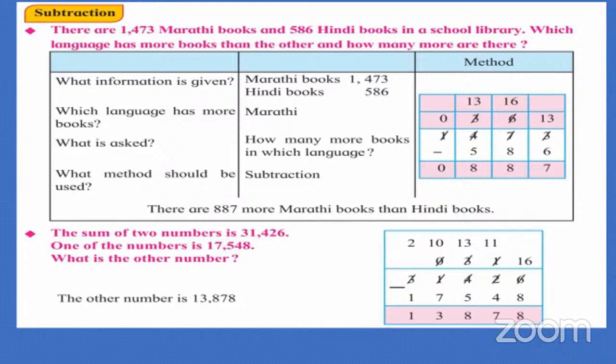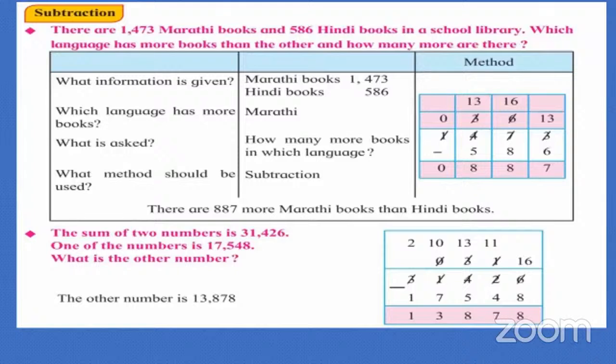Can we subtract? No. Why is it not possible? Because 3 is a smaller number and 6 is a bigger number. Very nice, beta. 3 is a smaller number and 6 is a bigger number. So for that purpose we will borrow 1 from the next number, right?